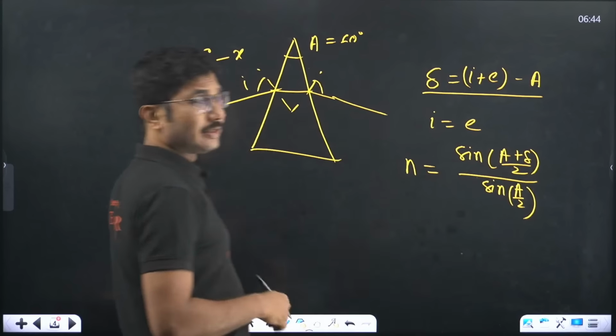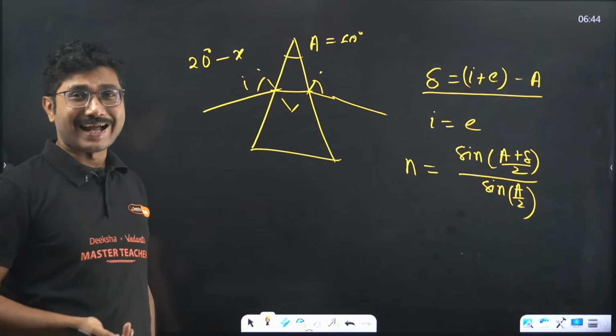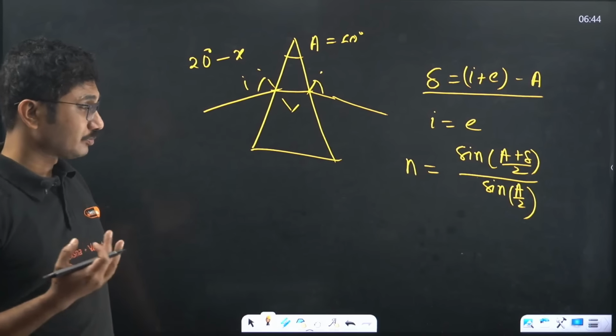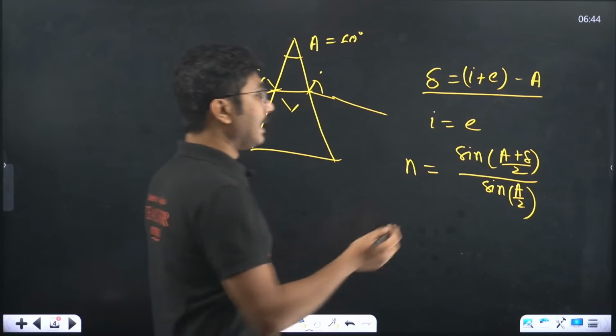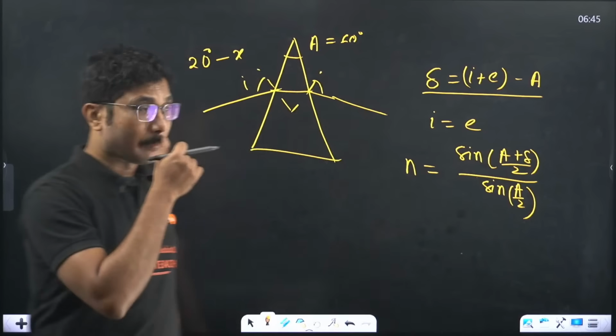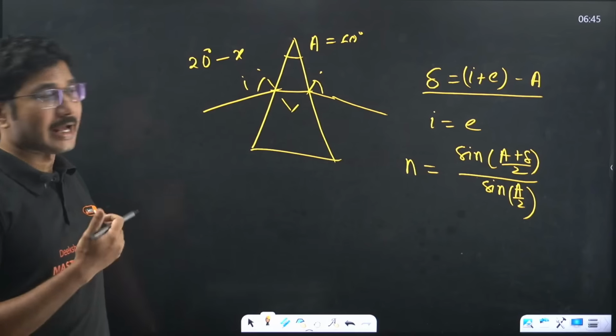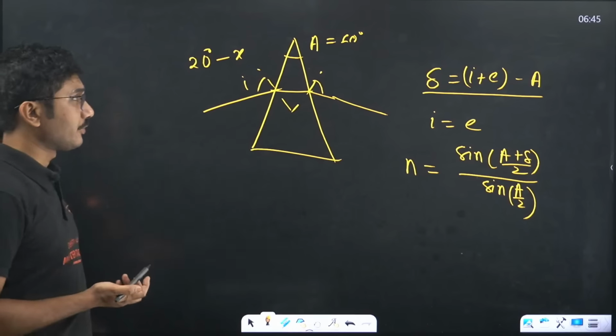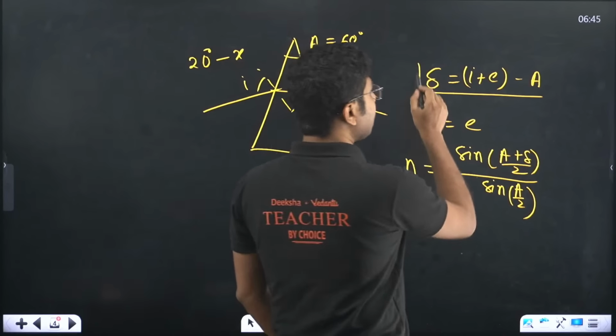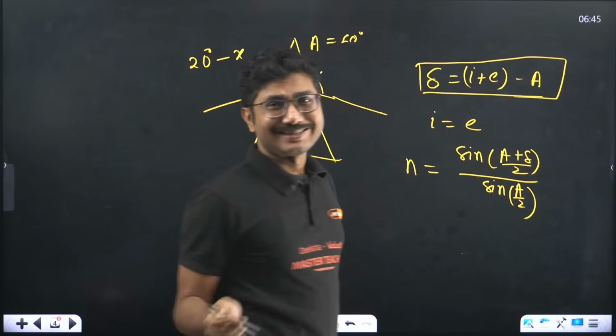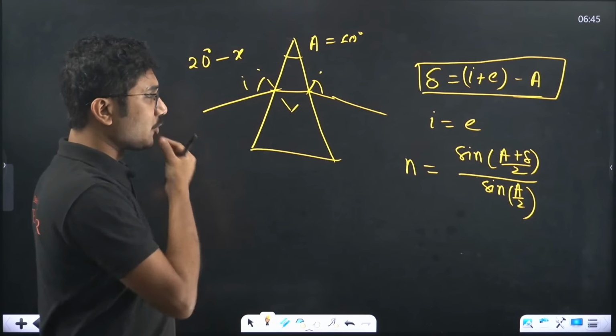So they might ask, refractive index is 1.5, what is the value of delta? These kinds of questions are very, very common, and based on the question you can solve them. So delta equals i plus e minus A. That is the first point that you have to remember.